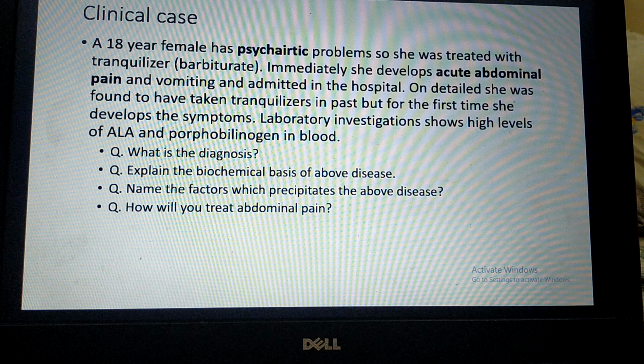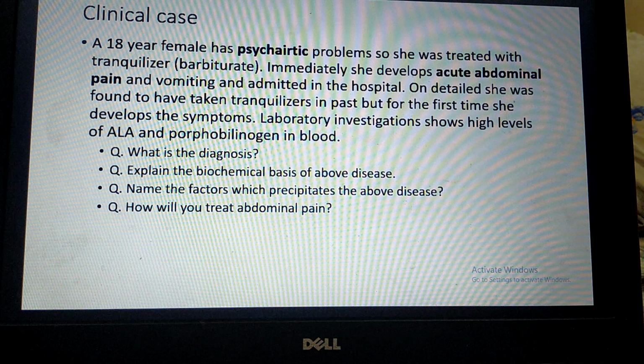Name the factors which precipitate the above disease. There are two factors in this case which precipitate the disease. First is the drug barbiturate, and second is the age of the patient, that is 18 years. So this age is after menarche. So female sex hormones are at a higher level at this age, and both these two factors stimulate the ALA synthase.